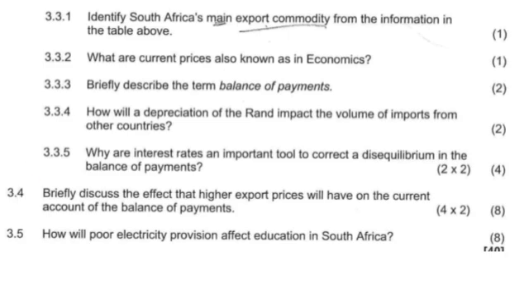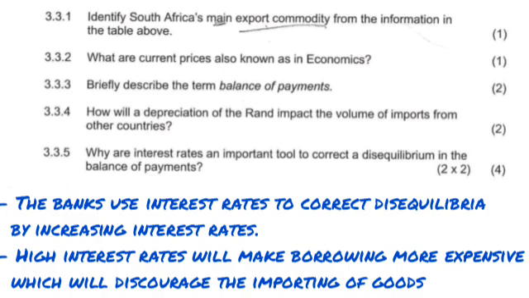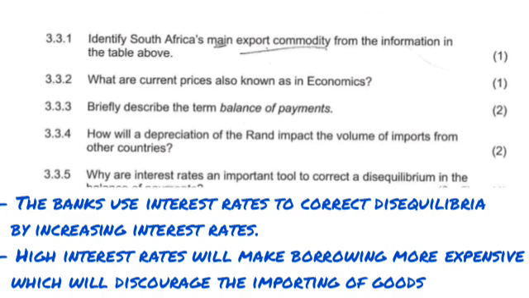Using interest rates. So the banks use interest rates to correct disequilibrium by increasing interest rates. High interest rates will make borrowing more expensive, which will discourage the importing of goods. So basically, remember who's importing in a country. The people that are importing are the people of the country as well as the businesses in the country. To do that, most businesses and most consumers will go and borrow money from the banks. But if the interest rates are high, it means that we are going to borrow less, which means we cannot afford to import more. That means that we will be forced to buy locally.